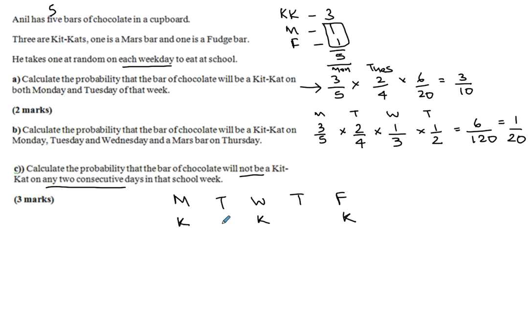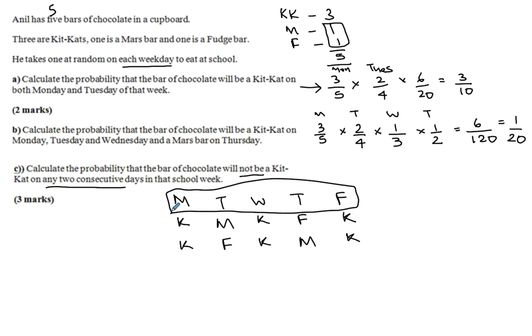Yeah, and then you could get a Mars bar there or a fudge there, or you could get a fudge there and a Mars bar there, but that would still be KKK. All right, so that's your various combinations. Okay, so let's work out that. And you can tell that will probably be the same, so we'll multiply by 2, but I'll show you that.